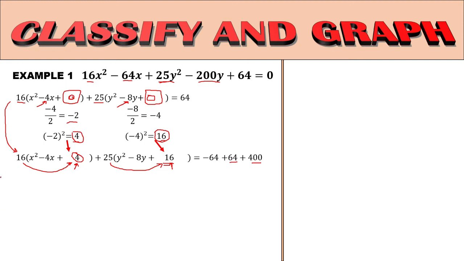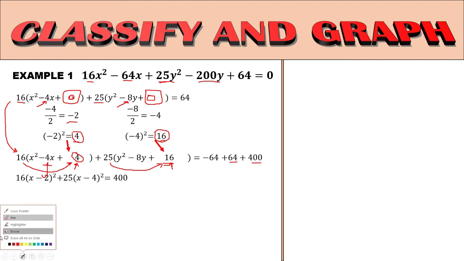Now, all of this expression is a complete square. Now I have 16 times the quantity x minus 2, squared. Let me erase this one.